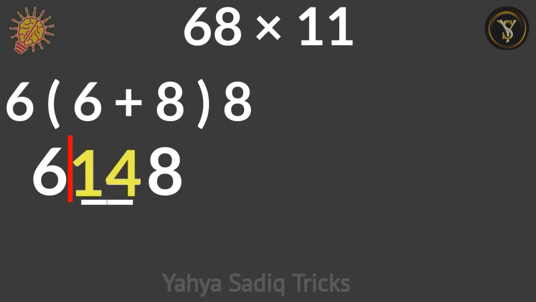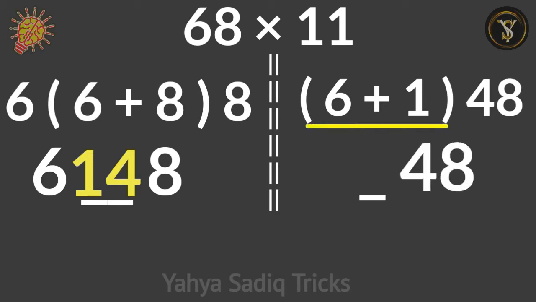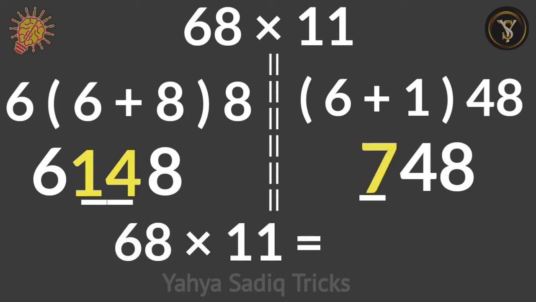We should add this one to the first digit. So here the first digit is 6. So bracket 6 plus 1 bracket close and the remaining 48. So gap and 48. 6 plus 1 is 7. 748. So 68 multiplied by 11 is equal to 748. This is the final answer.